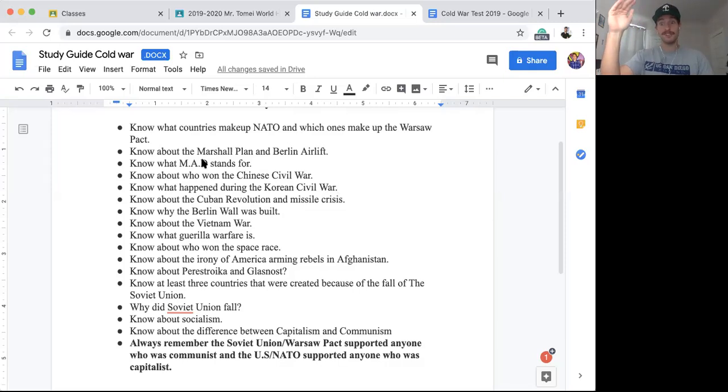Think of the billionaires, right? America has more billionaires than anywhere else in the world. And then there's going to be the uber poor. Think of people who are homeless and people who have very little. So inequality is rampant in a capitalist society. You look at communism, it's the opposite.